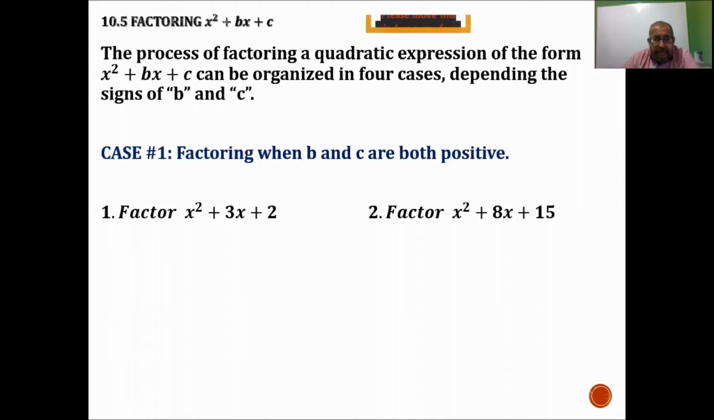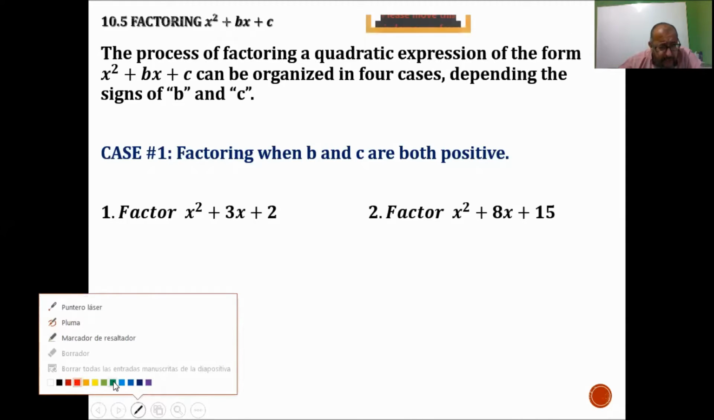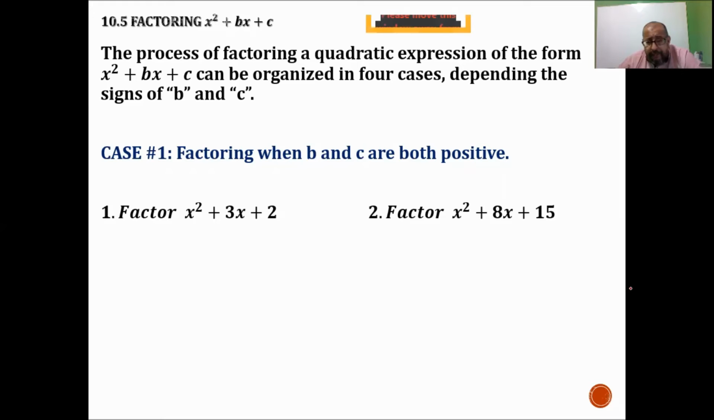The process of factoring a quadratic expression of the form x squared plus bx plus c can be organized in 4 cases. And this depends on the signs that b and c have, okay? Now, let's analyze case number 1. Case number 1 says that we're going to factor when b and c are both positive numbers. What do we mean by that? Okay, we're going to establish a procedure right now, okay? And the procedure goes the following way.